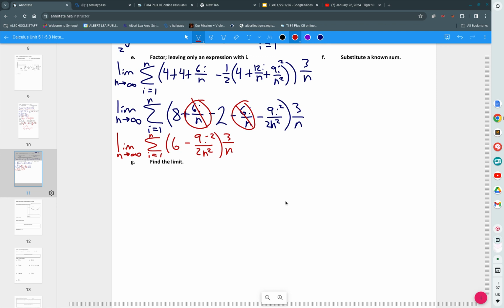Oh, we made that much smaller, didn't we? That's fortunate. So the limit as n goes to infinity of the sum from i equals 1 to n of 18 over n minus 27i squared over 2n cubed.